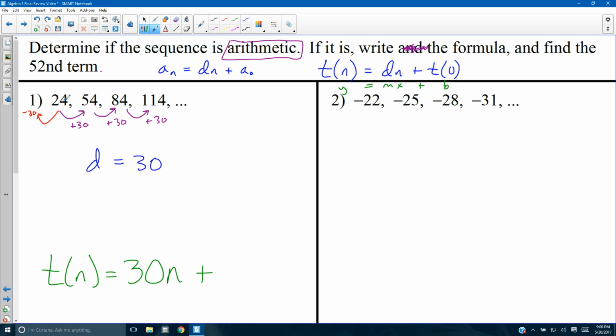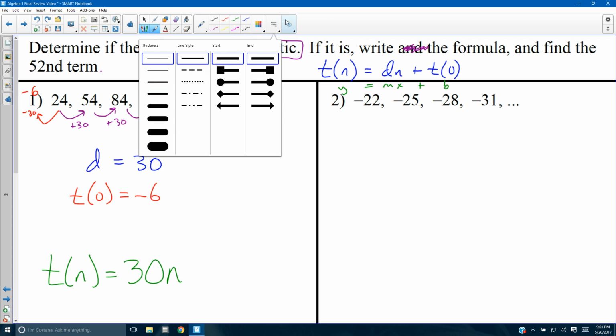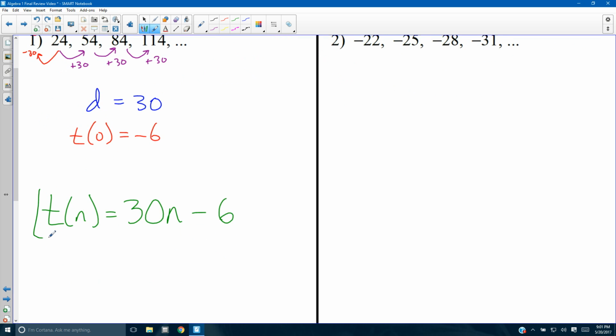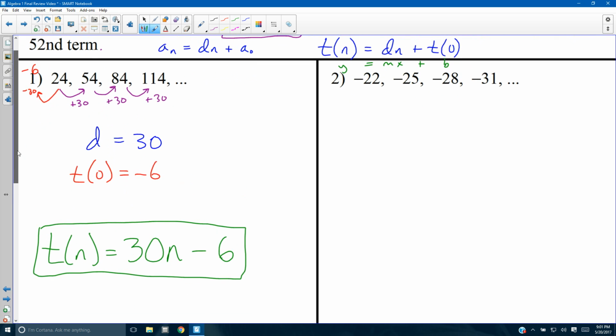If we subtract 30 from 24, we're going to get negative 6. The value of term 0 is negative 6. So 30n plus negative 6 is 30n minus 6. This is the equation, but this isn't probably the best way to write it in terms of telling the story. I'd say the better way of telling the story actually is to write the negative 6 first, even though it's not in mx plus b order.